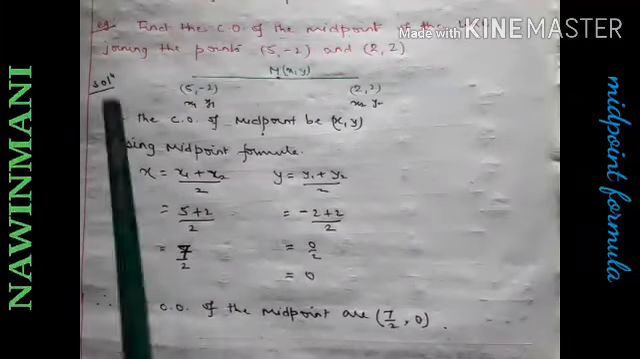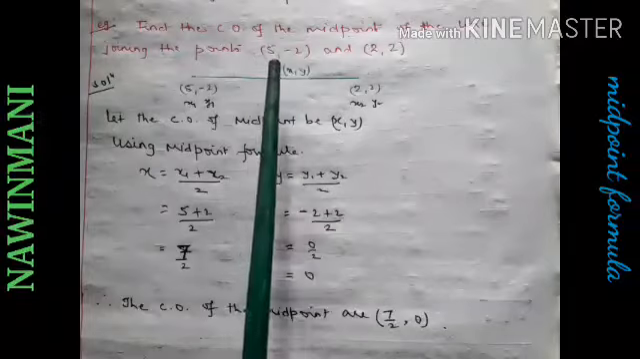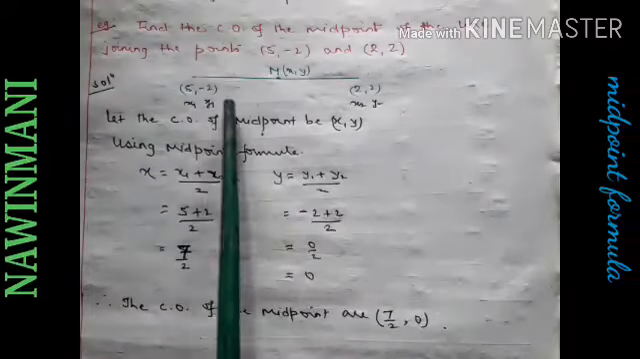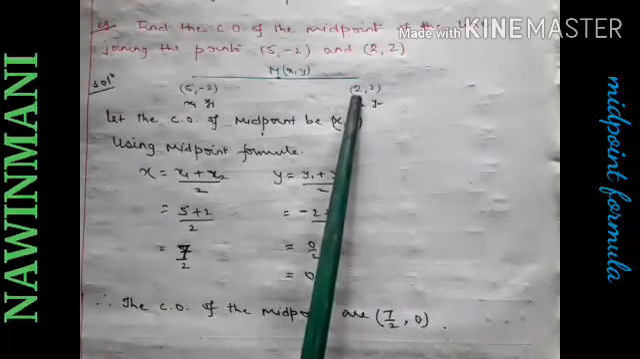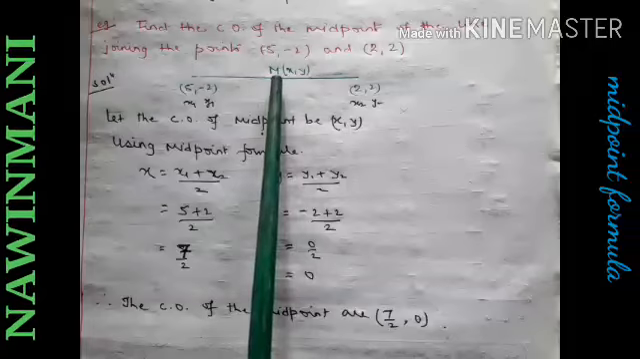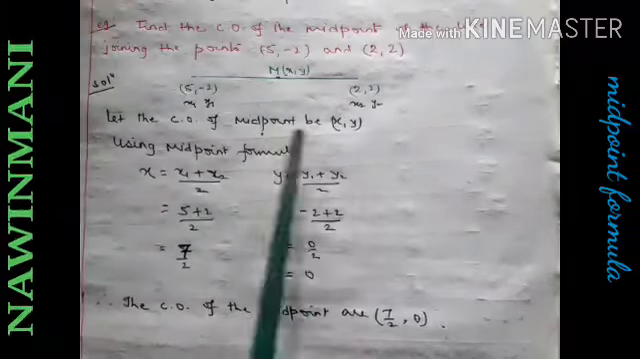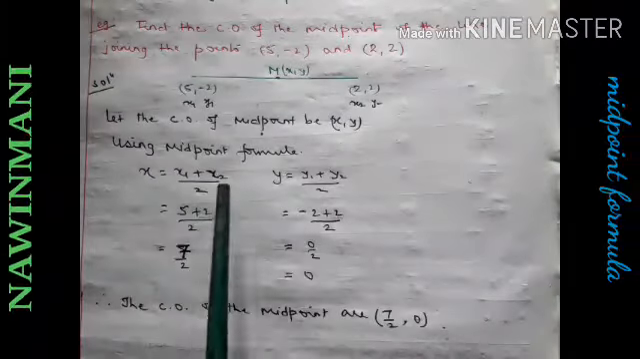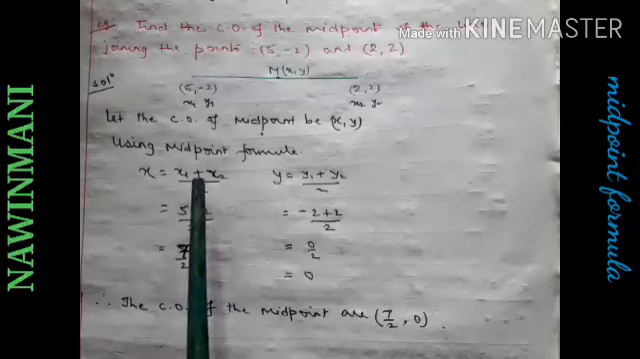Similarly, here is another example. The coordinates of the first point is 5, minus 2 and the second point is 2, 2, and you have to find the coordinate of the midpoint. We will let it as xy and we will use the midpoint formula. It is very easy, it is easier than section formula.